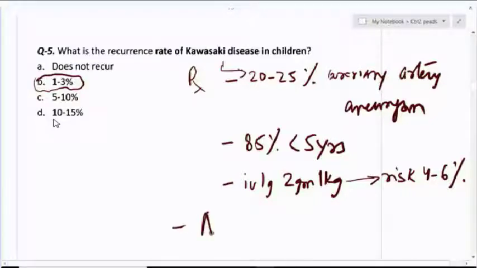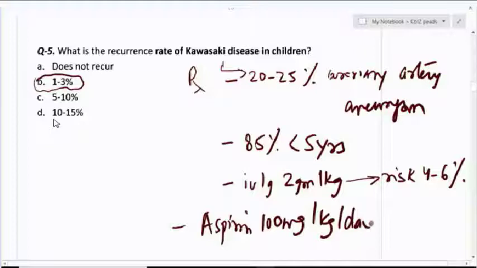Along with this, I will give aspirin 100 milligrams per kg per day for 2 weeks. So aspirin is the high dose aspirin, 100 milligrams per kg per day for 2 weeks. It rarely recurs.